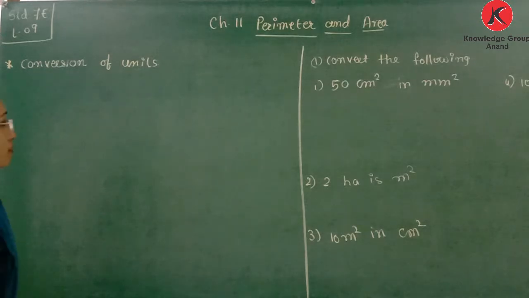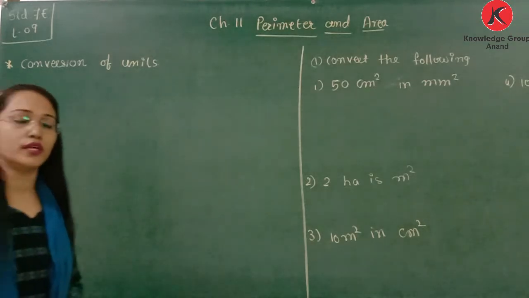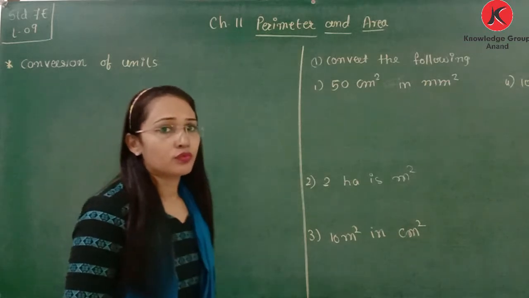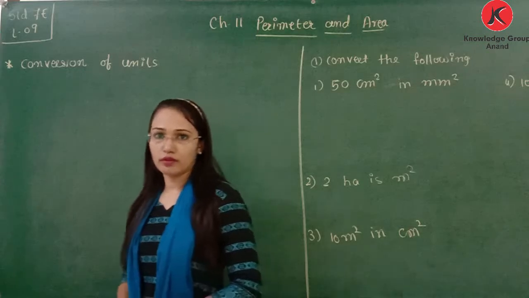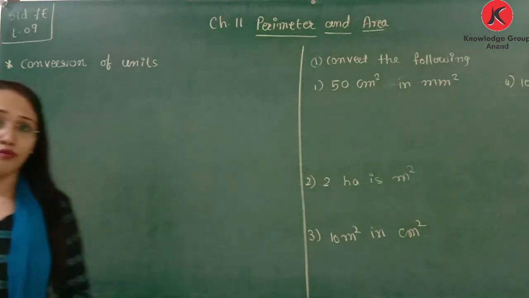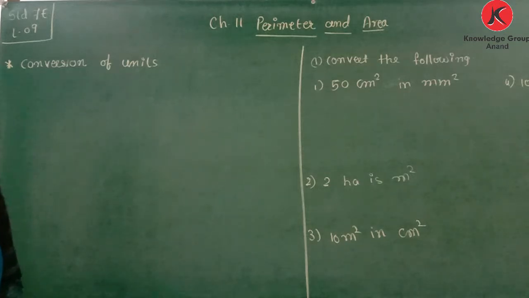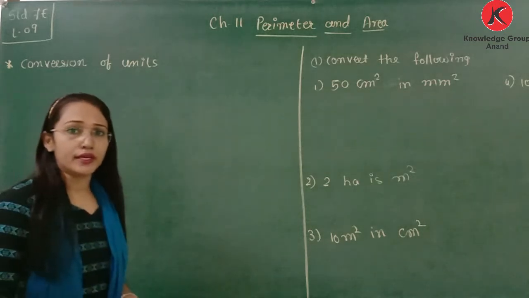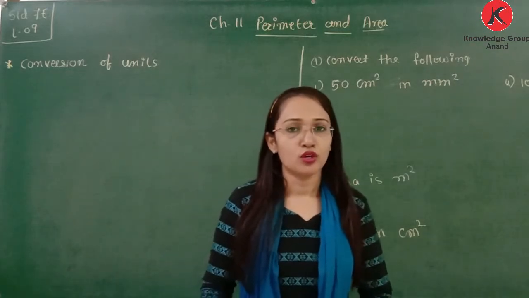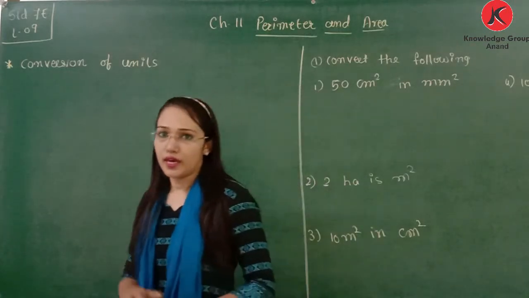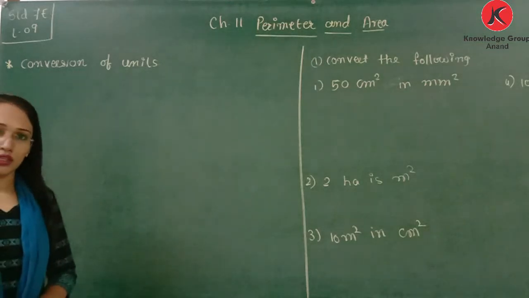Okay. Today we will learn about the conversion of units. Basic conversion we already learned in the previous chapter, that is 1 centimeter is equal to 10 mm, 1 meter is equal to 100 centimeter. So same here we convert the units into area. Because what is the unit for area? It is meter square, centimeter square, mm square. So here we will convert area basic units into the units that we use in area.